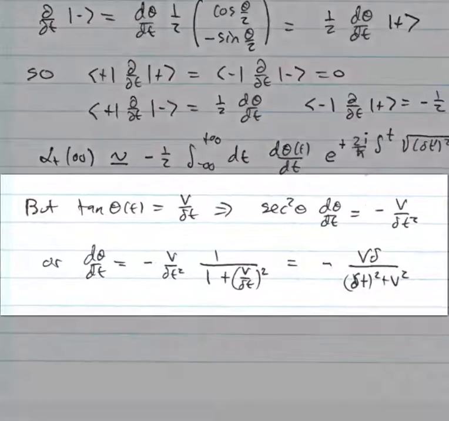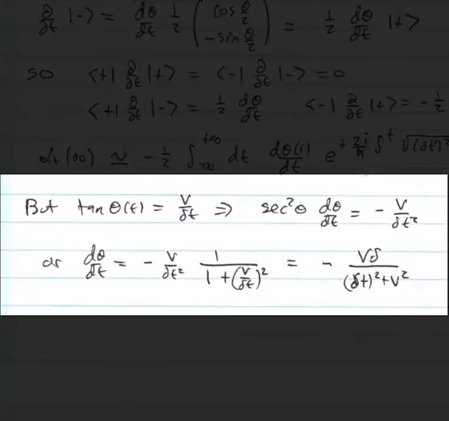We're going to now use the chain rule, take the derivative of that. We'll get secant squared theta d theta dt is equal to minus v over delta t squared. And then we solve for d theta dt. We get minus v over delta t squared divided by secant squared. That means we divide by 1 plus v over delta t quantity squared, because 1 plus tangent squared is equal to secant squared. Now when we simplify this all out, we get it's equal to minus v times delta divided by quantity delta t squared plus v squared.